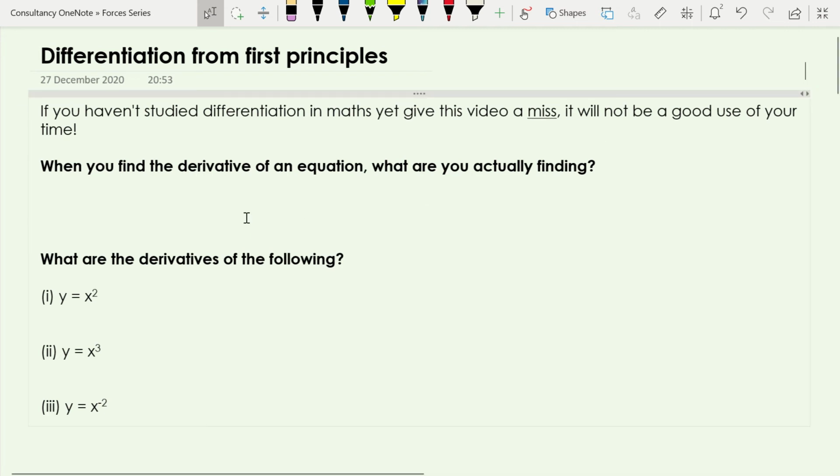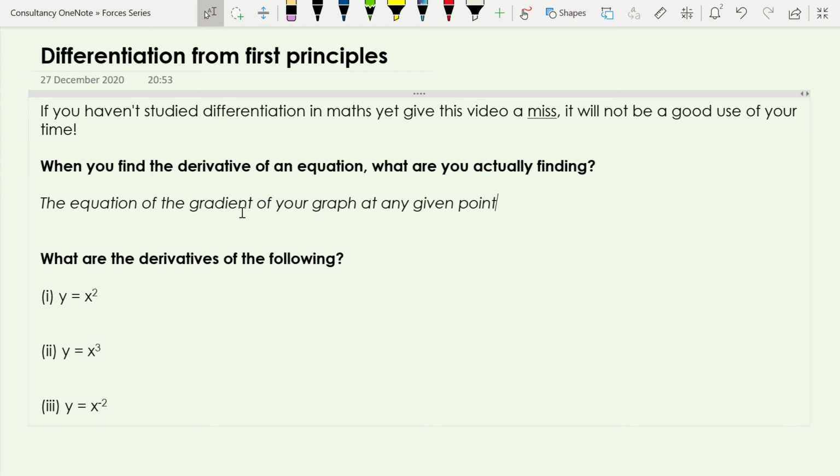Okay, so I'm going to assume you've done that. So let's talk about these things before we get into differentiation from first principles. So what are you actually finding? You are finding the equation of the gradient of your graph at any given point. So this doesn't generate a number necessarily, it will generate an equation that describes the gradient of your graph, or the gradient of a tangent to your graph at a particular point that you might be interested in. So we can use that equation to describe maybe how the gradient will change and stuff like that.